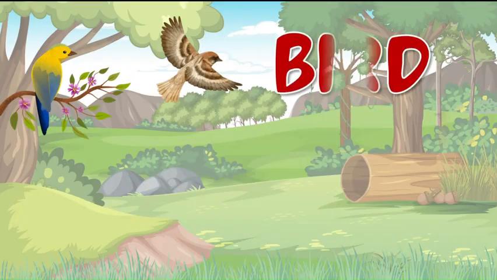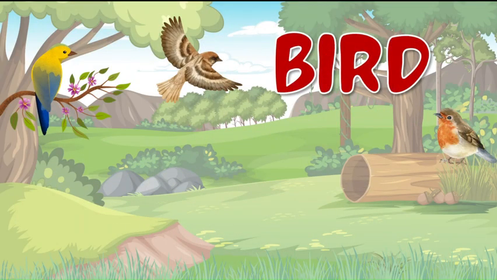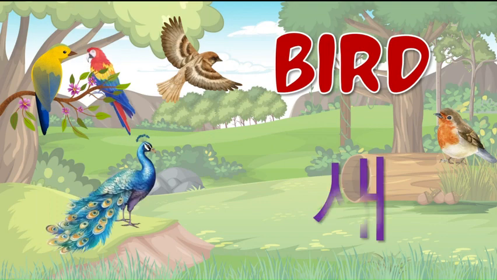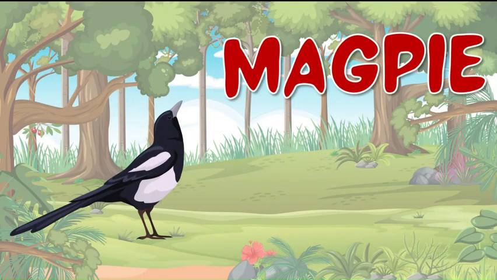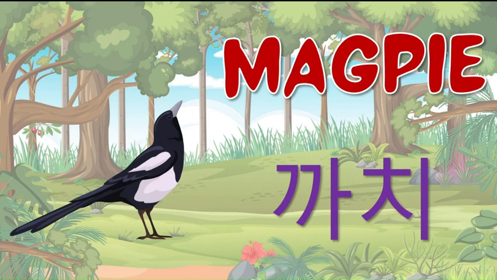First comes the word bird. So in Korean, bird is se. Now comes the Korean word for magpie, and that is kachi. Also, magpie is the national bird of South Korea.